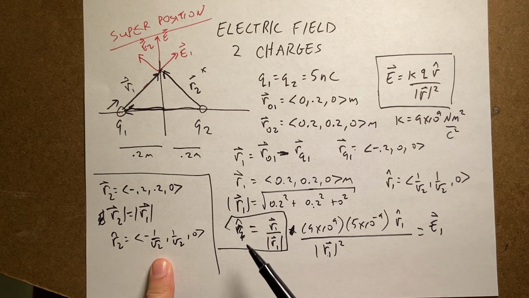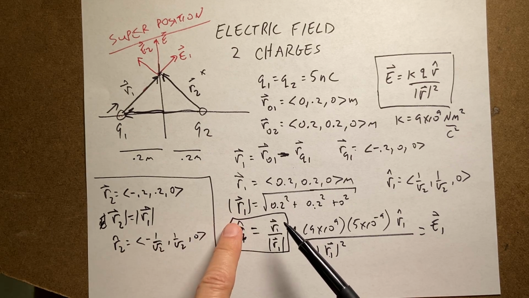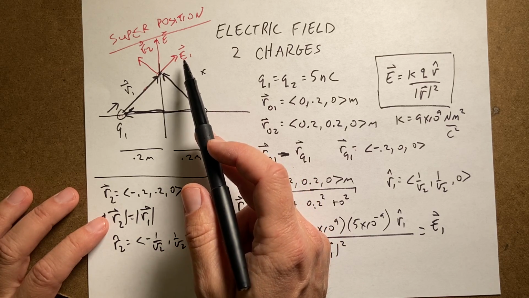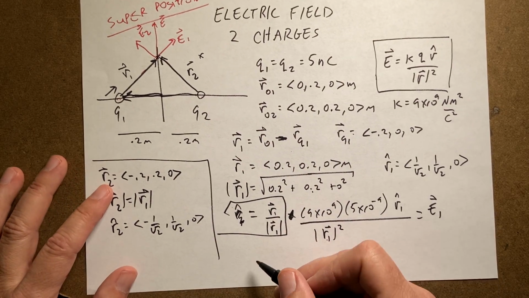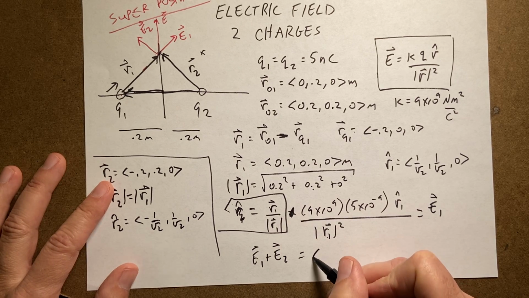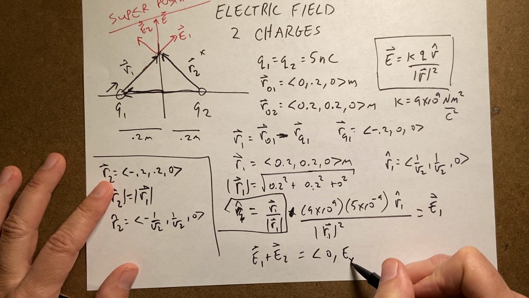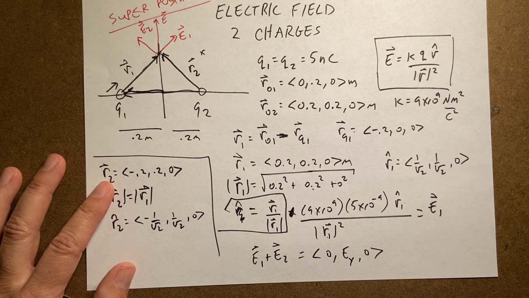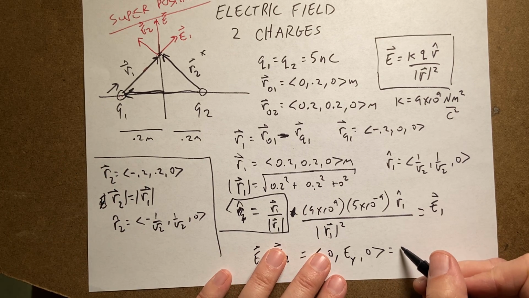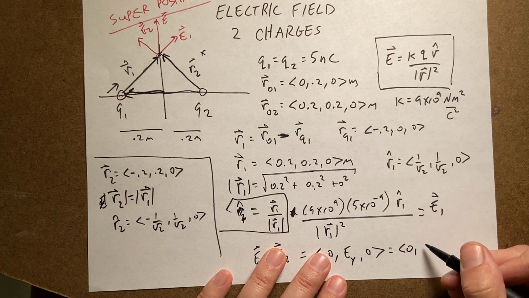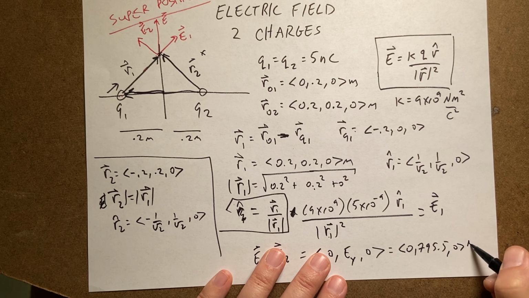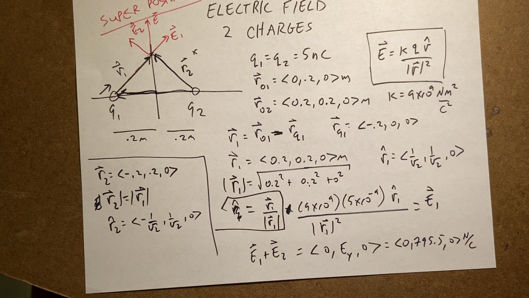But you see the only difference between E2 and E1 is that there is a negative x component for E2 and a positive x component for E1. So when I add them together, E1 plus E2, I'm going to get some vector 0, EY, 0. And in fact, if you do that, and I already did it for you, you get the following vector. You should do this in Python or whatever calculation method you like. 795.50 newtons per coulomb. That's the answer.